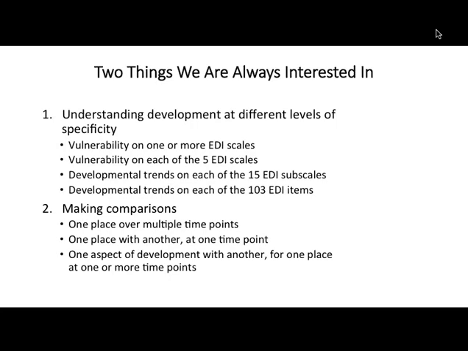And today we'll look at this quite a bit: one aspect of development with another, for one place at one or more time points. So here we want to be able to say that maybe we have an increasing vulnerability rate for emotional maturity, but is it true for all the different aspects of emotional maturity? We have 4 different subscales.